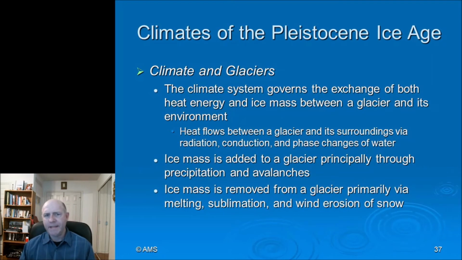So the climate system, what's the net climate system? Is it net warming? Is it net cooling? That is going to govern the exchange of heat energy and ice mass between a glacier and its environment. All right. So ice mass is added when you get more snow than you get melt. And ice mass is removed when you get more melting than you get snowing. So that's the basic principle of a glacier developing or retreating or melting off.